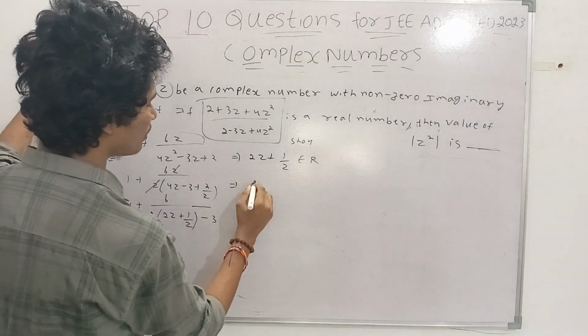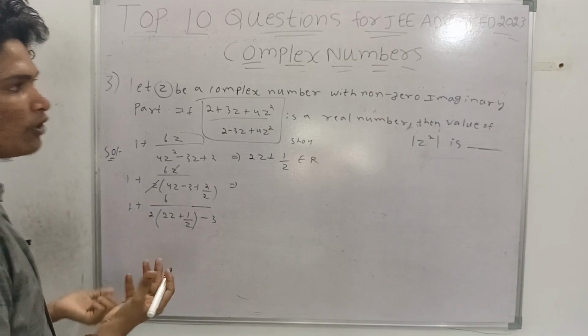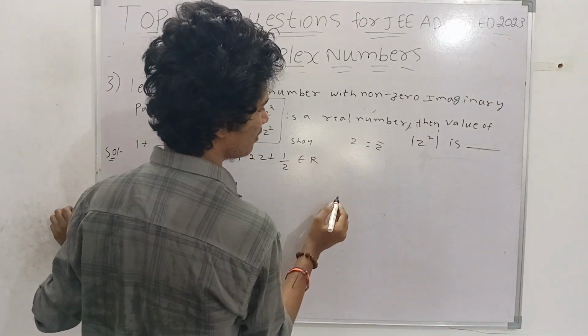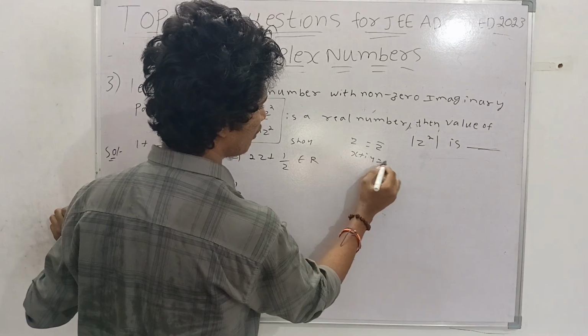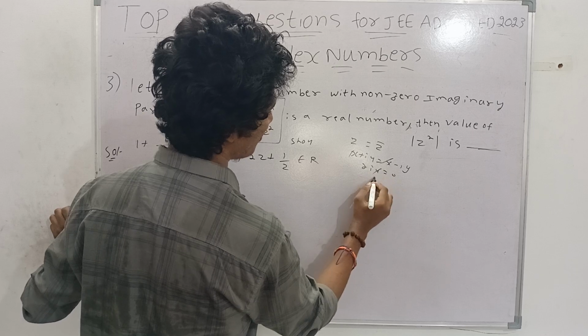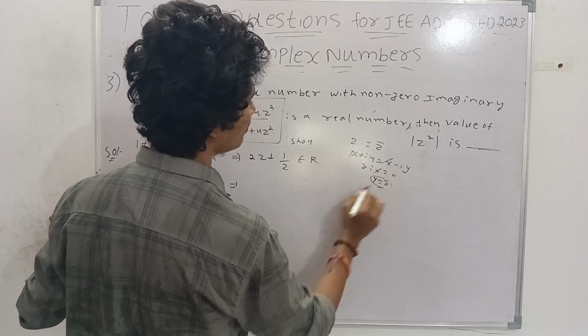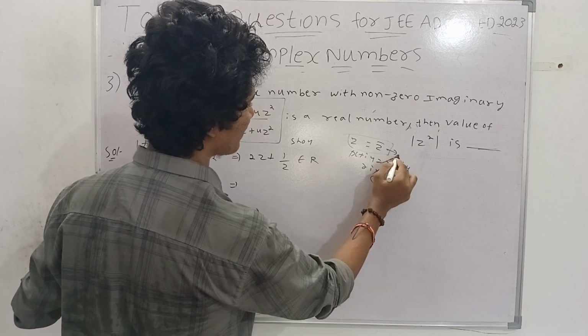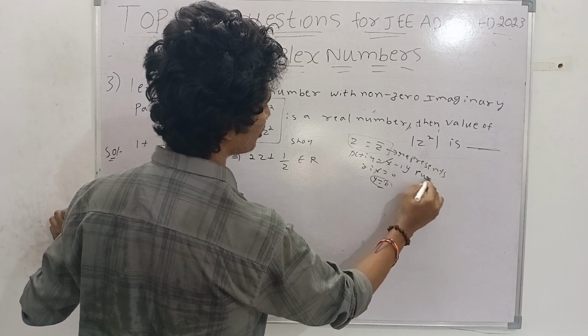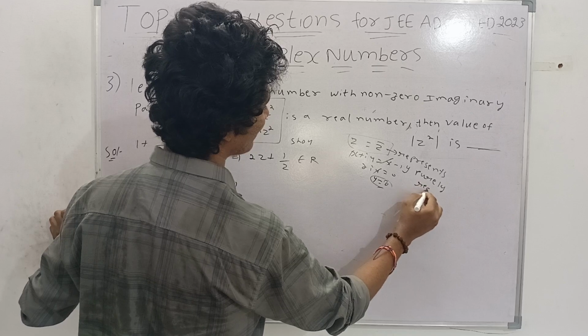Now we can equate to the real part. What do we know? Suppose z is a complex number. If z is purely real, we can write z equal to z bar. Why? Because x plus iy equal to x minus iy, and x is cancelled. 2iy equal to 0. The y part is equal to 0. That is the reason z equal to z bar represents the purely real condition.